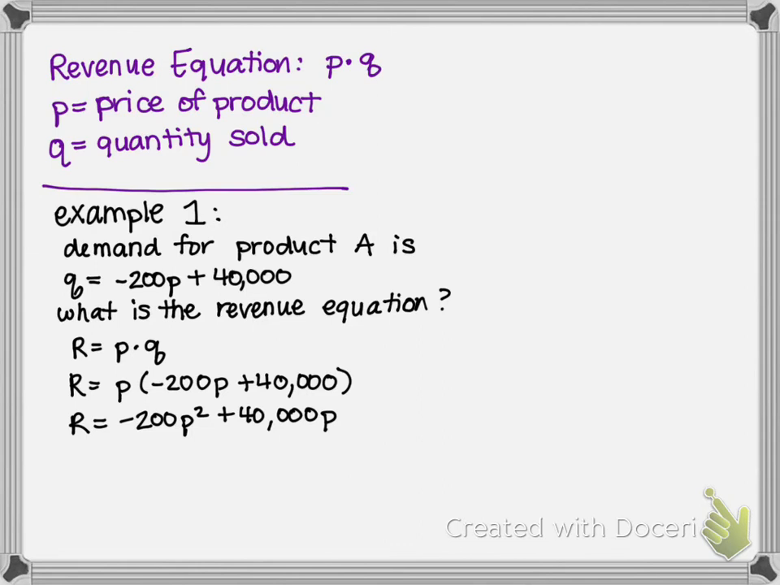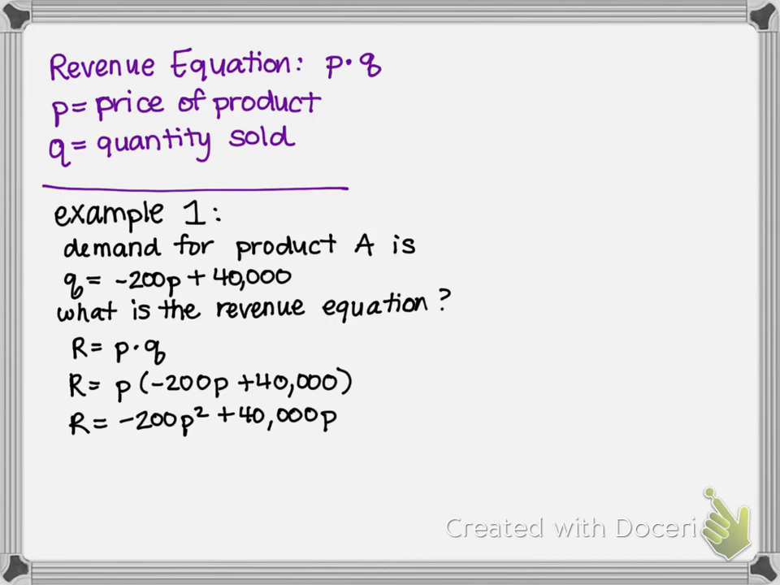Demand for product A is Q equals negative 200p plus 40,000. What is the revenue equation? The quantity demanded for a specific product is negative 200 times the price plus 40,000. This is determined for a number of different reasons, but hang with me here. And revenue is going to be price times quantity.